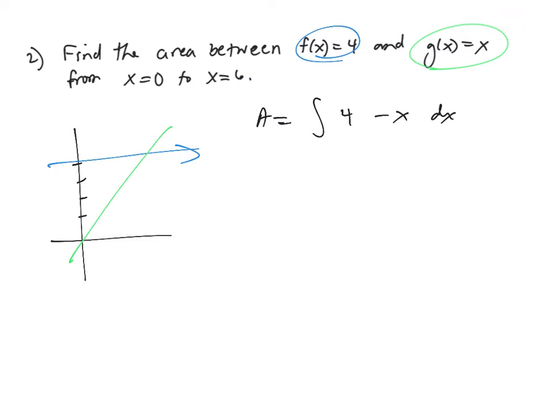And that's it, and I'm doing from 0 to 6, with the limits of integration coming from this part right here. So this one, like I said, should be easier than the last one. 4x minus x squared over 2. I'm doing my antiderivatives, and I'm evaluating that from 0 to 6, so let's just plug them both in.